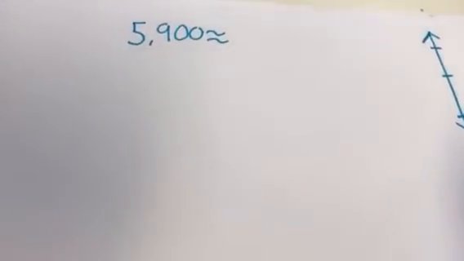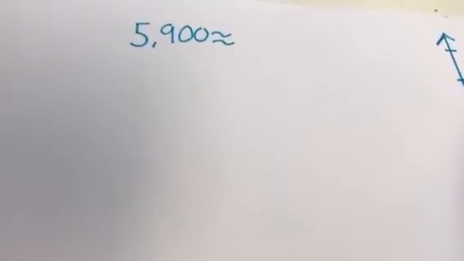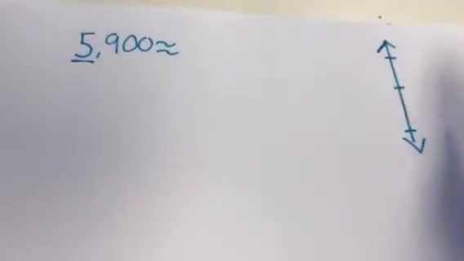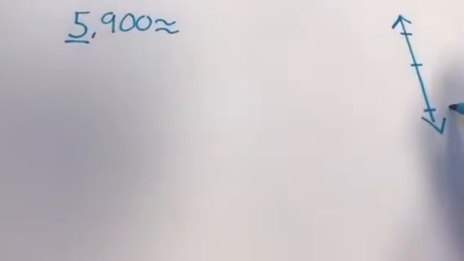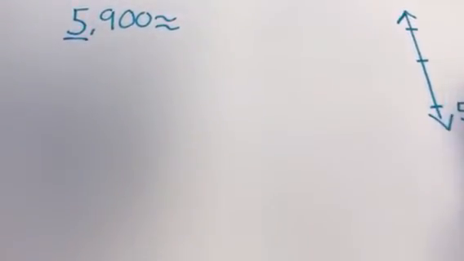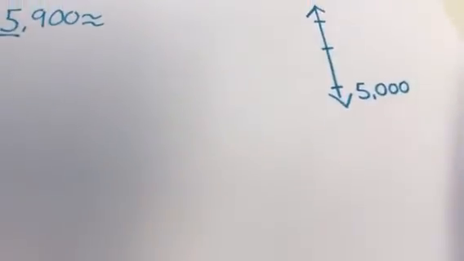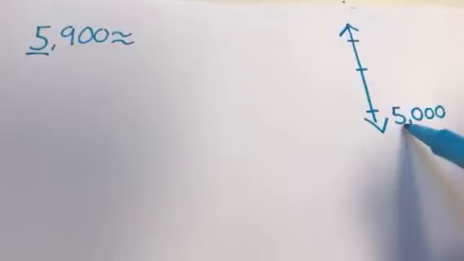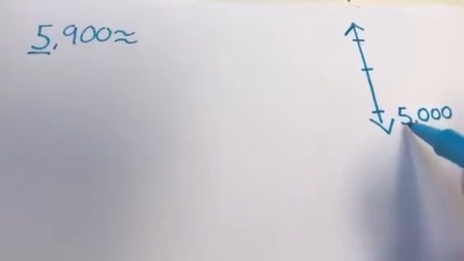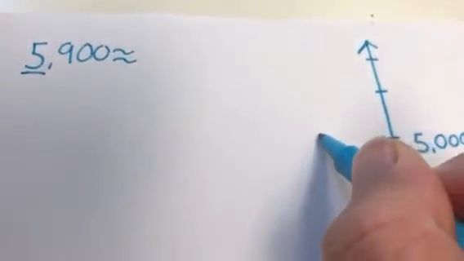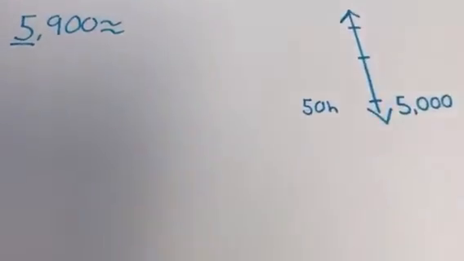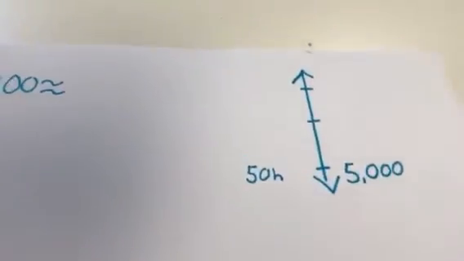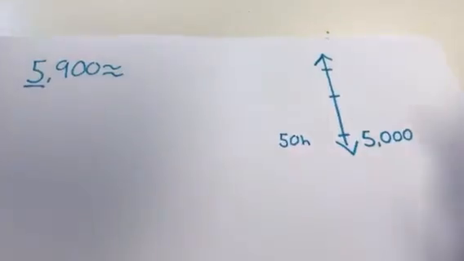In order to start this, we're going to ask ourselves, how many thousands are in the number 5,900? There are 5 thousands in the number 5,900, so we're going to write that at the bottom of our number line. I'm also going to think, well, if I'm rounding to the thousands, it's really nice to have something in the hundreds to start with. So I'm going to say, how many hundreds do I have? So I have 50 hundreds.